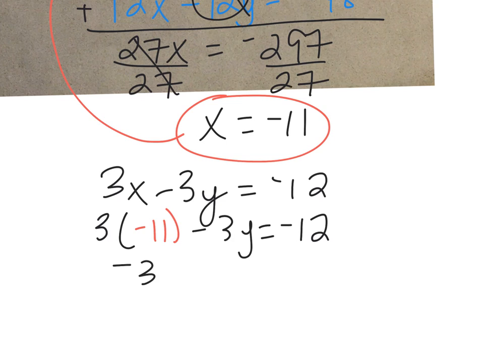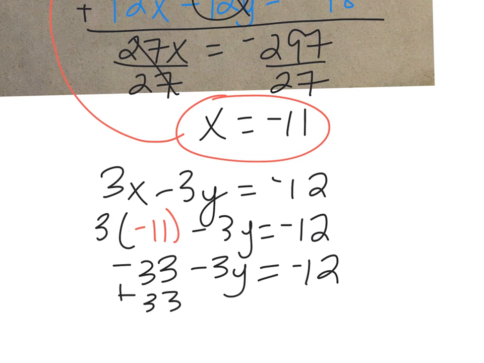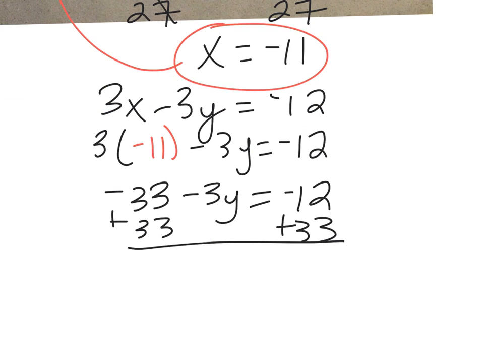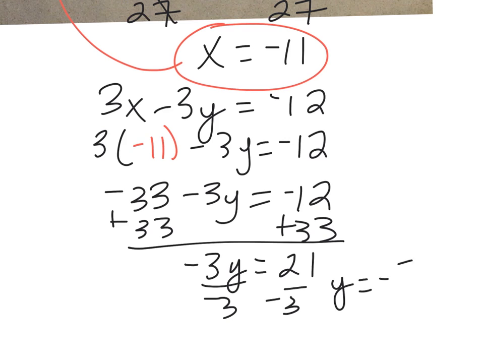So negative 33 minus 3y equals negative 12. Add 33 to both sides. And you get negative 3y equals positive 21. Divide by negative 3. And y is negative 7. So the answer to this one is, let me use red so it stands out, the ordered pair is negative 11, negative 7.